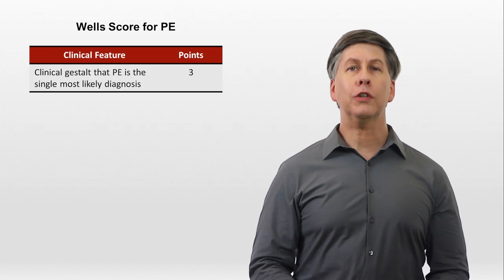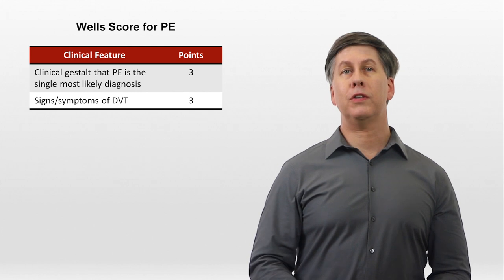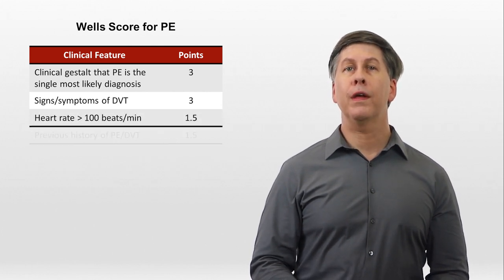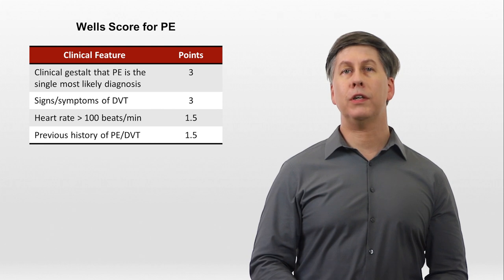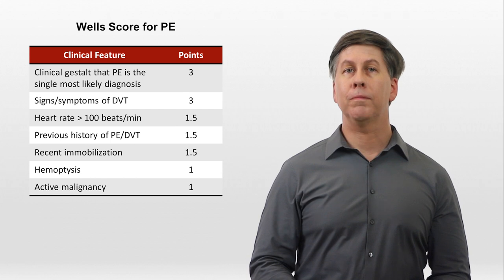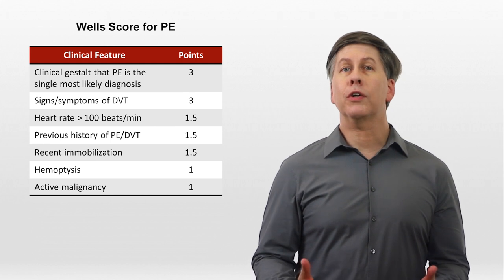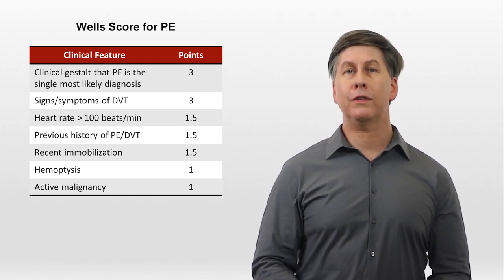The most widely used of these is the Wells score for a PE, not to be confused with the similar Wells score for DVT. The Wells score for PE scores 7 individual features of the presentation. These features include a clinical gestalt that a PE is the single most likely diagnosis, signs and/or symptoms of a DVT, a heart rate above 100, a previous history of PE and/or DVT, recent immobilization, hemoptysis, and active malignancy. A patient's Wells score can range from 0 to 12.5, although we could consider a continuous range of probabilities along that range of scores.